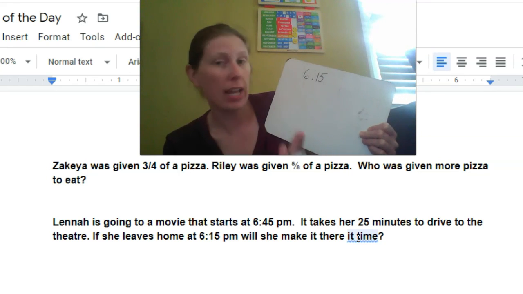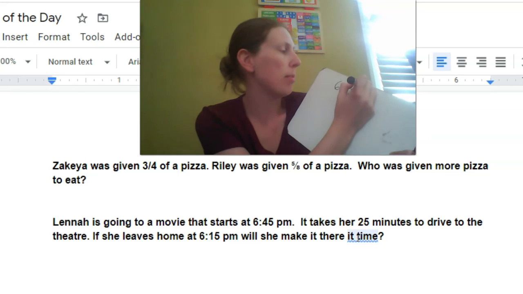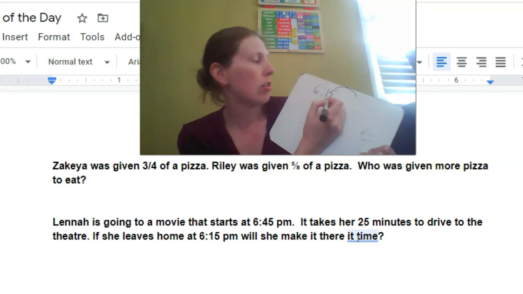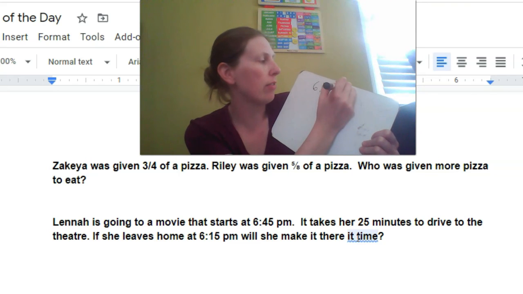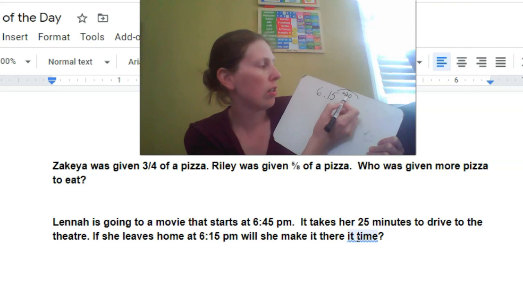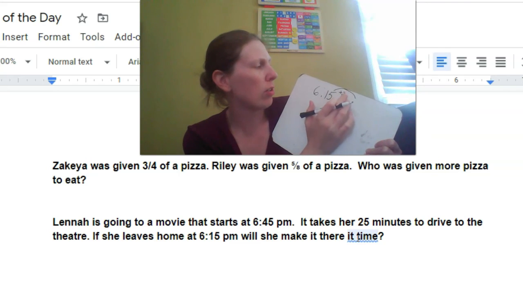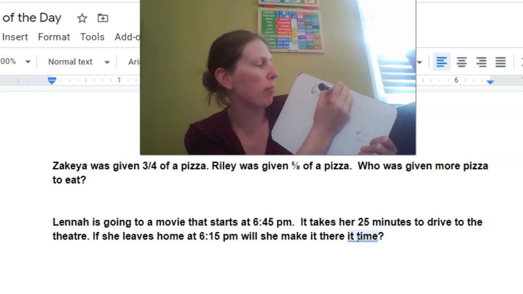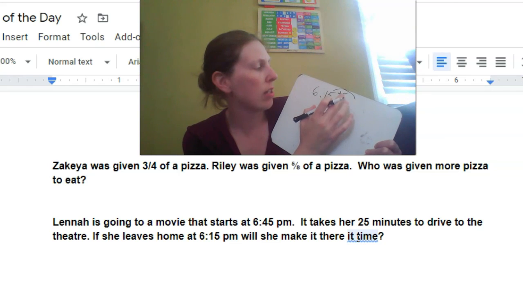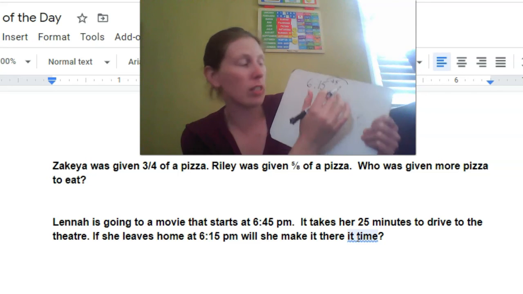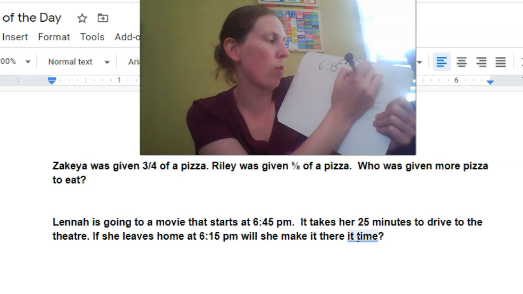Now, some of you might just add 25 to 15, okay? I'm going to use my number line. So let's go ahead and just add our 20 from 25. So I'm going to add 20. Actually, no, I'm going to go backwards. I'm going to change my mind. I'm going to do my 5 from the 25, because I know 15 plus another 5 is going to be 20. So now the time is 6:20.